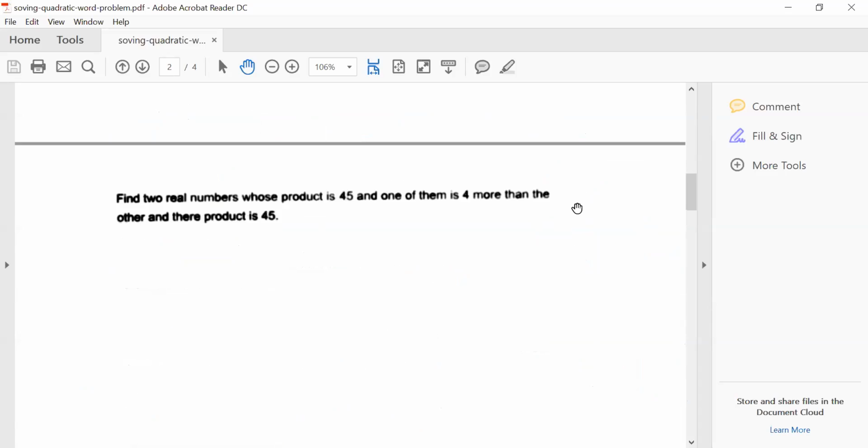I'll go, for example, to this one. Find two real numbers. Here he wants two real numbers whose product is 45. If I consider that one of the numbers is x and the other number is y, I couldn't do it because I didn't take solving equations in two variables.